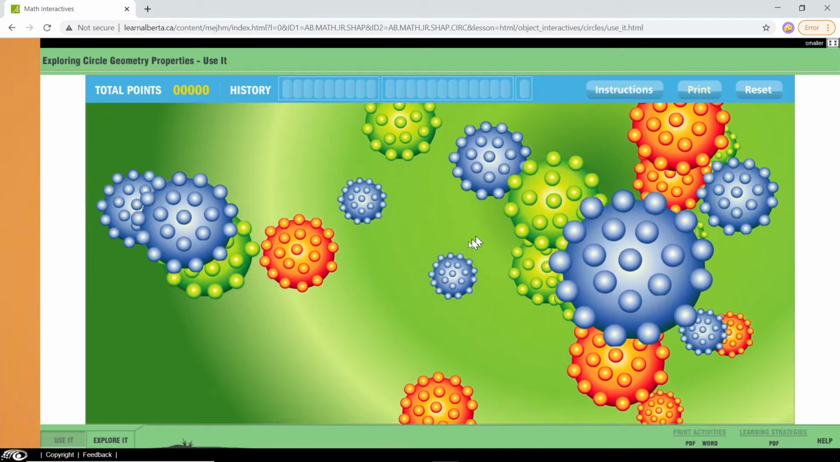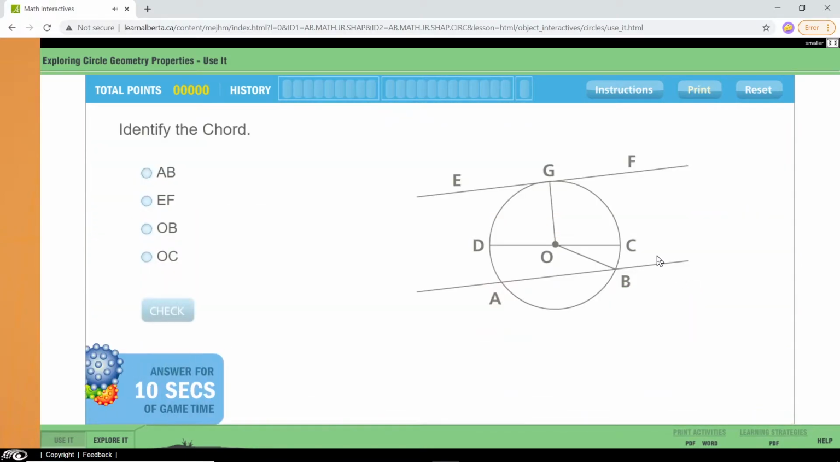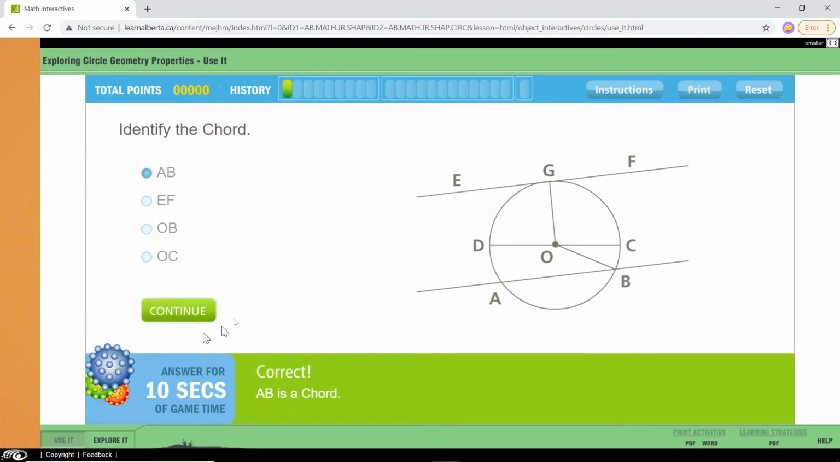So just pick a circle. Alright, for the first question, identify the chord. Which one is the chord? The chord is point A to point B. So the answer is AB. Alright, correct. So continue.